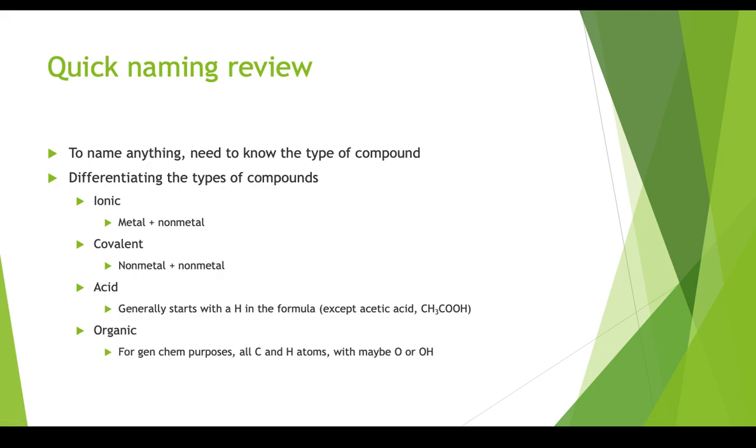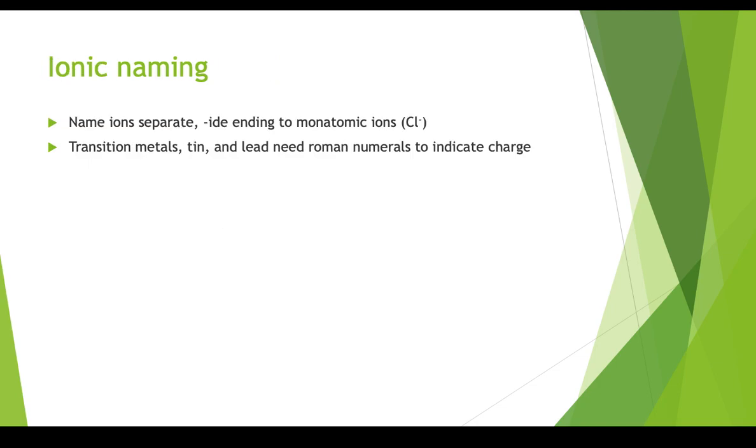And the last class of compounds, different sections probably spent different amounts of time on this: organic compounds. For Gen Chem organic naming, we only have alkanes and alcohols that I usually talk about. But you're usually identifying those as compounds that have pretty much only carbons and hydrogens with maybe an oxygen or an OH. And we'll take a look at those naming conventions at the end here as well.